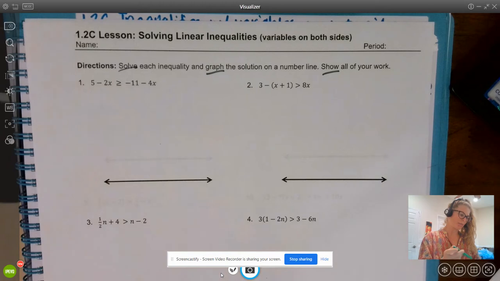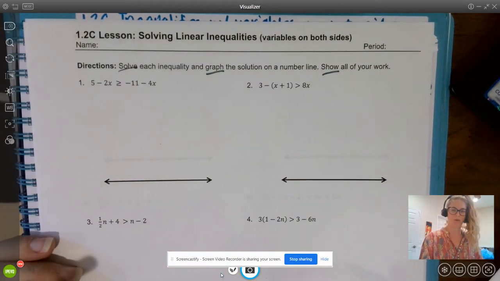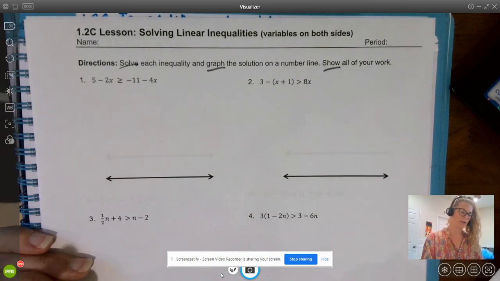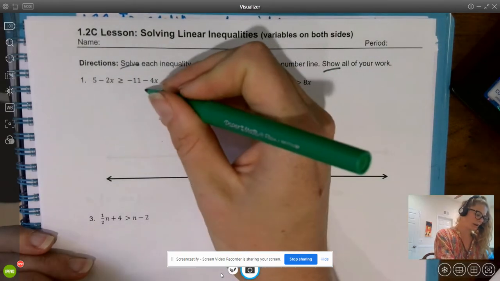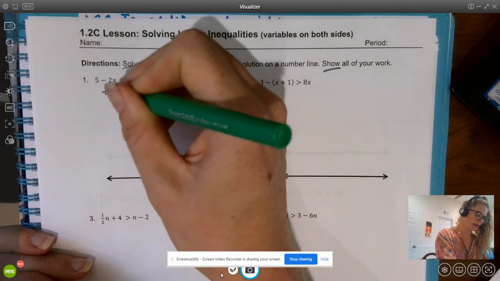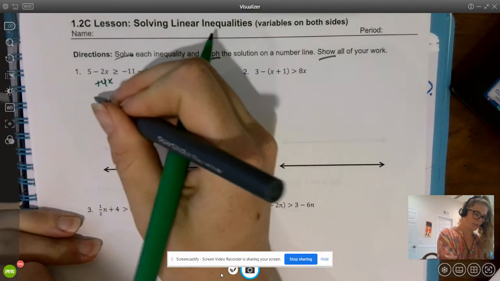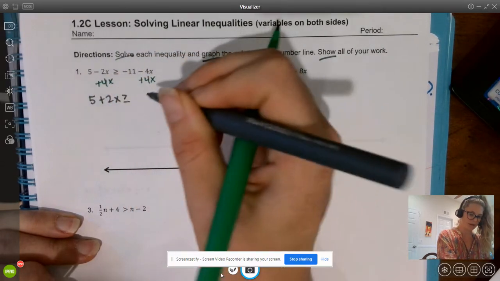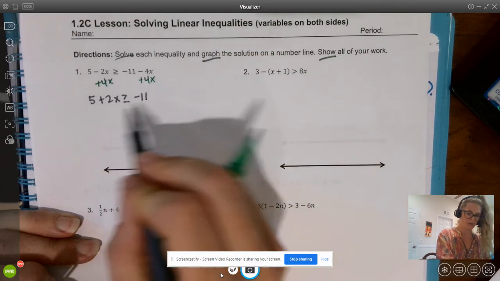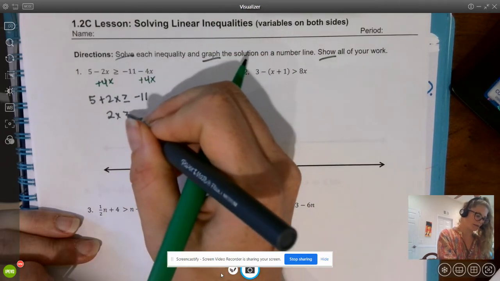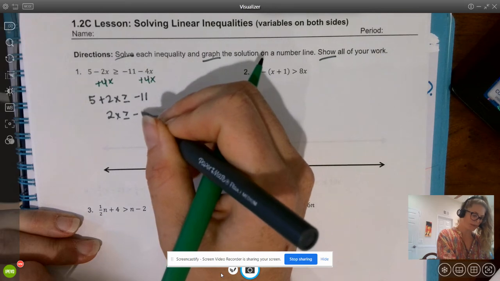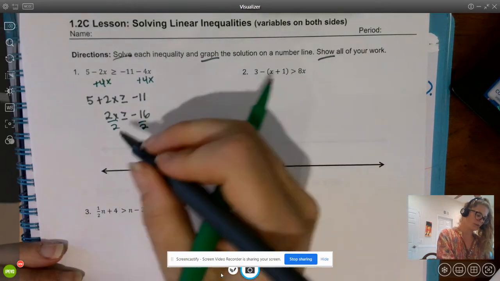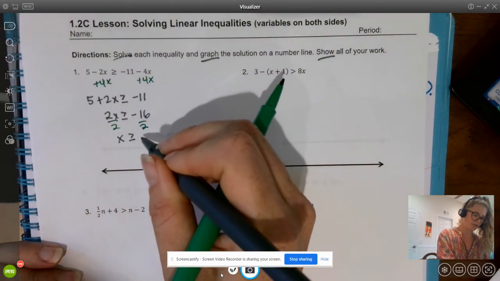So taking a look at problem number 1, just like with an equation, I'm going to bring the smaller variable over to the other side because I want to avoid dealing with negatives. So here I'm going to add 4x to both sides. When I do that, I end up with 5 plus 2x is greater than or equal to negative 11. From here, I'm going to subtract 5 on both sides to get 2x is greater than or equal to negative 16. And finally, I'm going to divide both sides by 2 to undo the multiplication to get x is greater than or equal to negative 8.